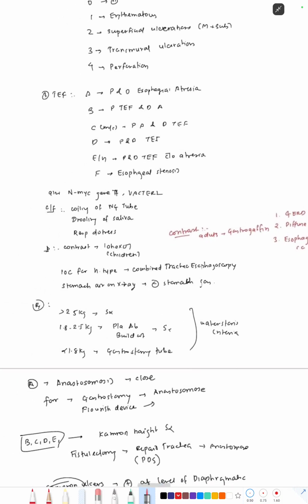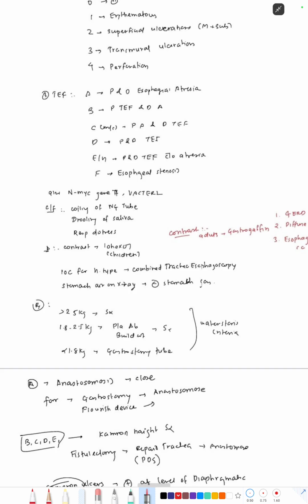Investigation of choice for H type: specifically for H type, we can go for combined tracheoesophagoscopy, because there is going to be a fistula, proximal and distal both. If stomach air is seen on the X-ray, then that means there is going to be a tracheoesophageal fistula in the distal part. So stomach air can be seen in type C or further.